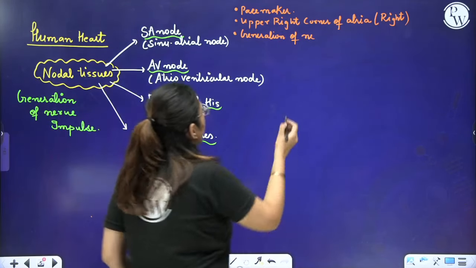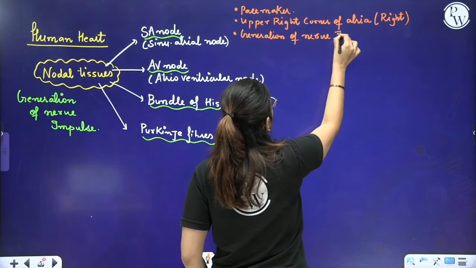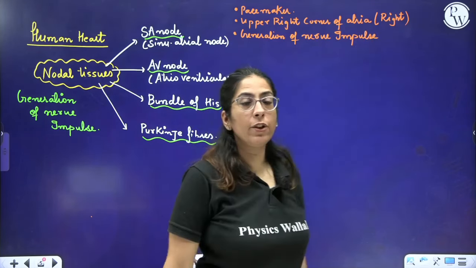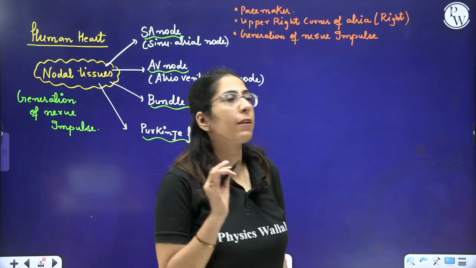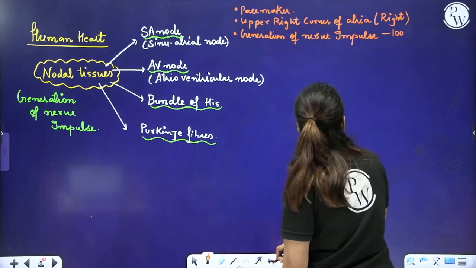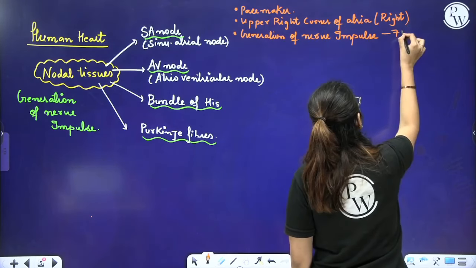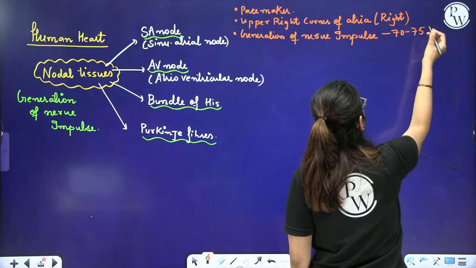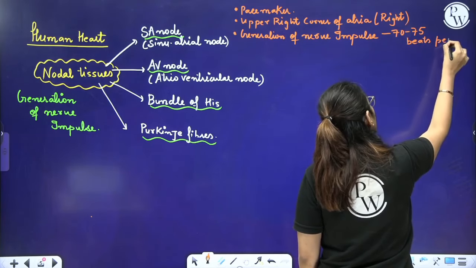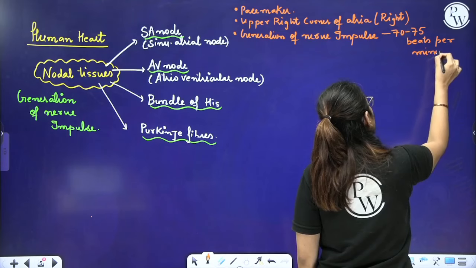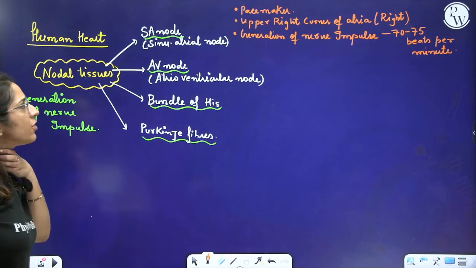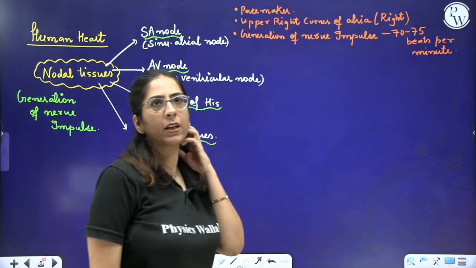So, once again, they are responsible for generation of nerve impulse, right? And you know how much? This 100, let's write 72, I'll explain why I'm writing it. 75 beats per minute. How much? Pacemaker, upper right corner of atria, generation of nerve impulse, 70 to 75 beats per minute.